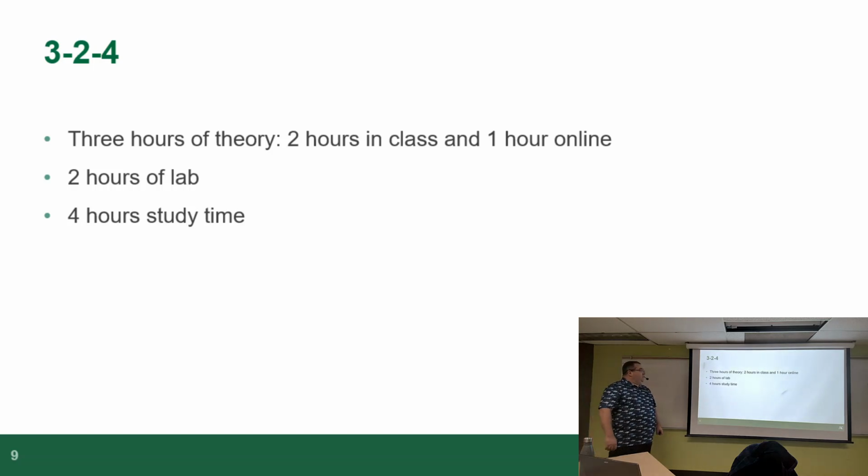Okay, so this is a 324 class. I don't know if you've ever seen this kind of notation before: 2 hours in class, an hour online, so that's your 2 hours plus the hour of hybrid, 2 hours of lab, 4 hours of study time. The 4 hours of study time is what the people that designed this course figured you'd need.